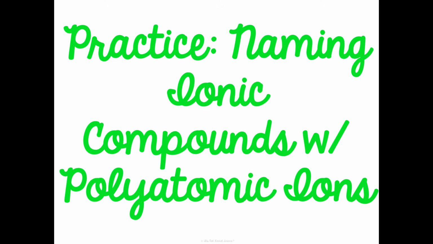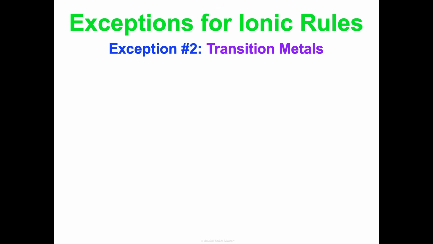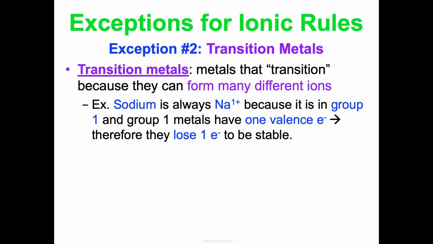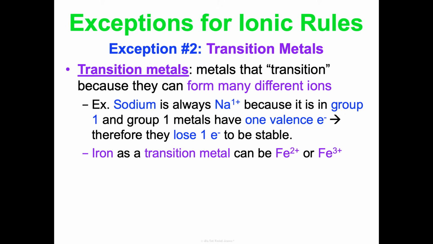All right, there's one more exception to our rules for ionic, and that is transition metals. So this is exception number 2. These are metals that transition because they form many different ions. Like magnesium's always going to form that +2 charge, but the ones in the middle of our periodic table can get a little funkier. So again, sodium is always Na1+ because it's in group 1, and group 1 metals have 1 valence electron, and so they're going to lose 1 electron to be stable.